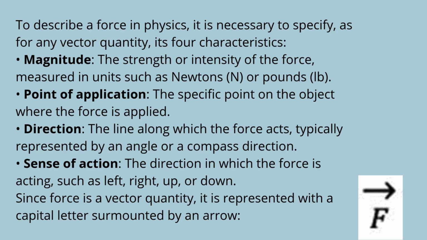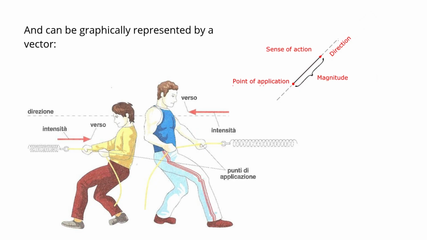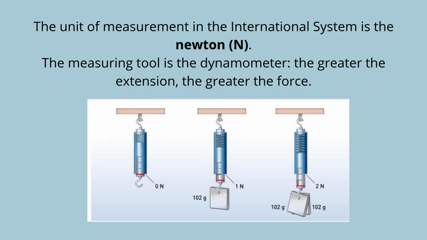Since force is a vector quantity, it is represented with a capital letter surmounted by an arrow. The unit of measurement in the International System is the newton, N. The measuring tool is the dynamometer. The greater the extension, the greater the force.